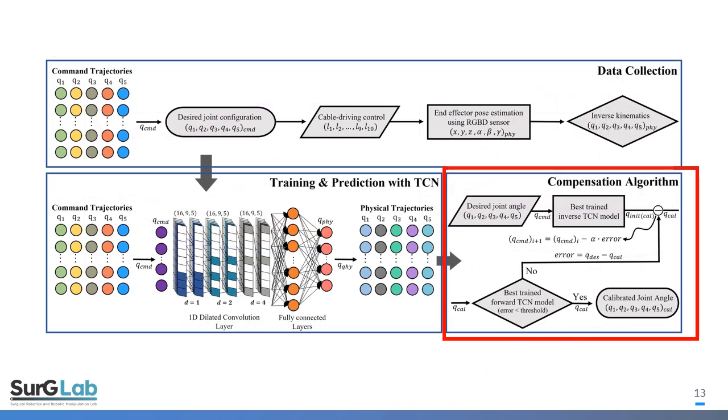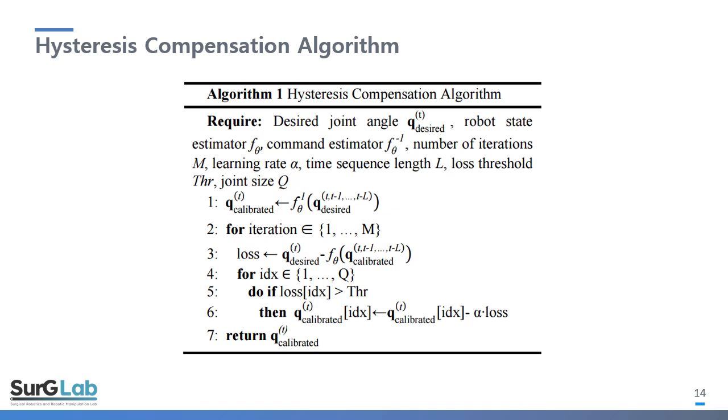Finally, the hysteresis compensation algorithm. The algorithm utilizes the TCN forward and inverse model. It takes the desired joint angle as input and computes the command joint angle, which can align the robot with the desired joint angle.